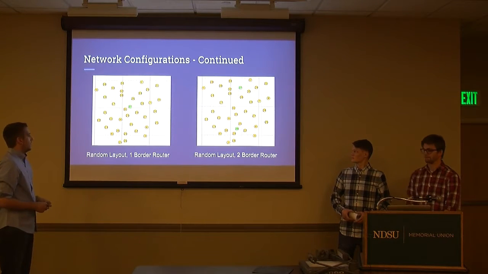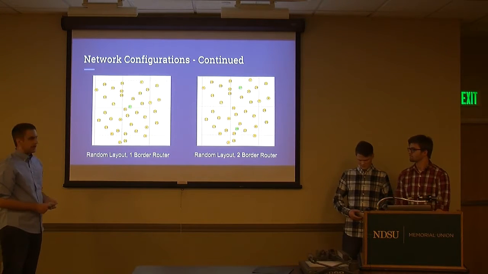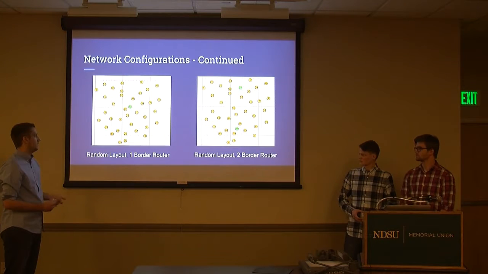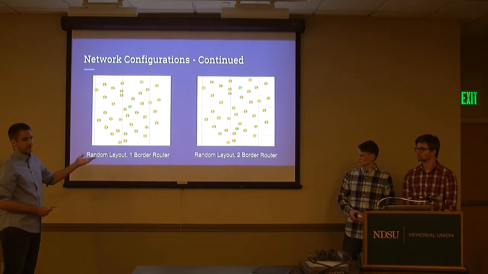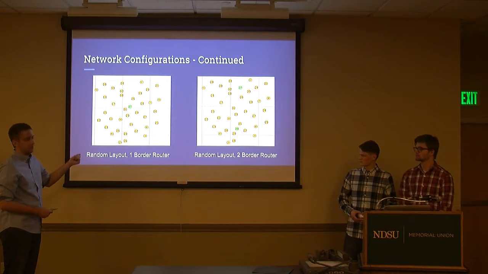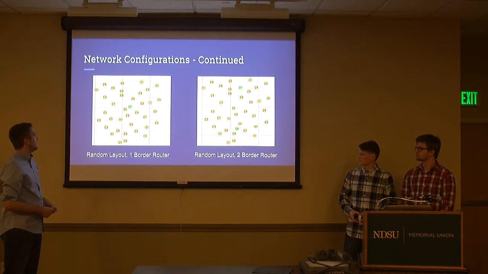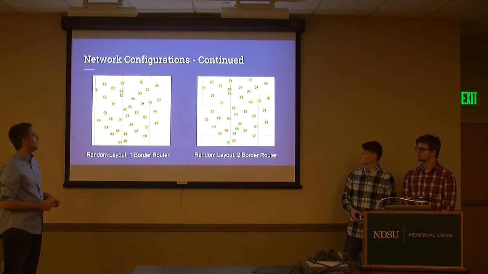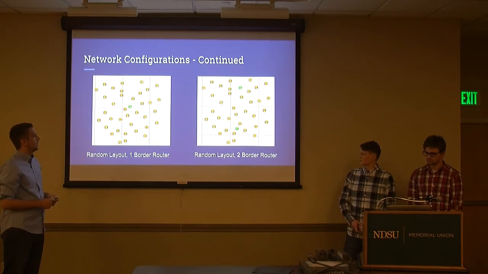And then these two. We set up a pseudo-random network. If we set it up randomly, there might be gaps, and some nodes might not even be included in the network if they're too far away and outside of the radius. So we made it more random than the square grid. And on the left side, we used 1 border router, and on the right side, we used 2.